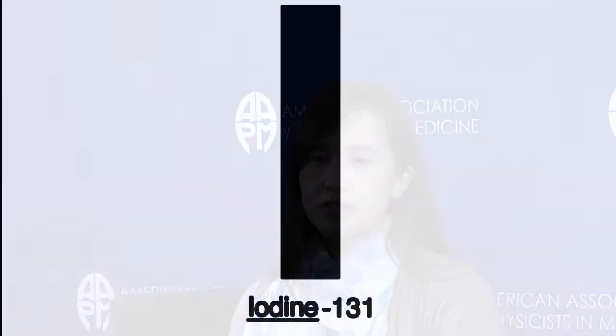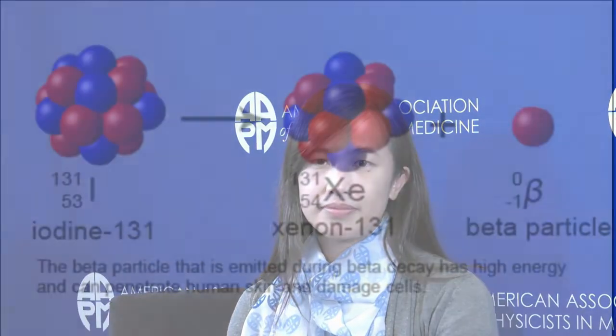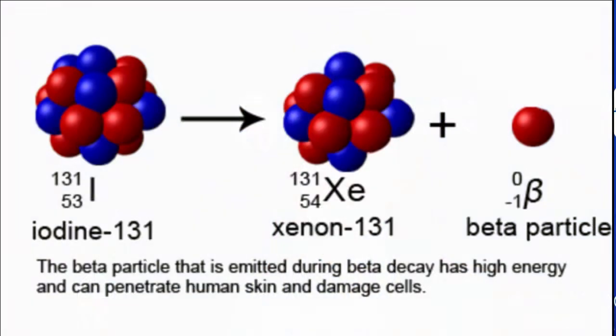I is for iodine-131. Iodine-131, also abbreviated as I-131, is a radioactive isotope of the element iodine. Iodine-131 was discovered in 1938 at the University of California, Berkeley. In practical use, iodine-131 is a radiopharmaceutical used to treat hyperthyroidism and thyroid cancer.